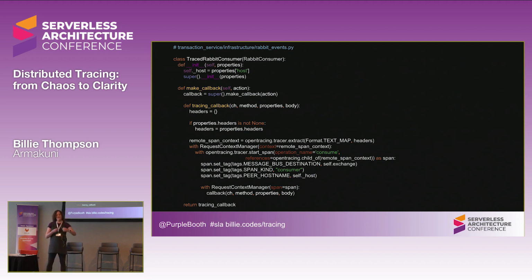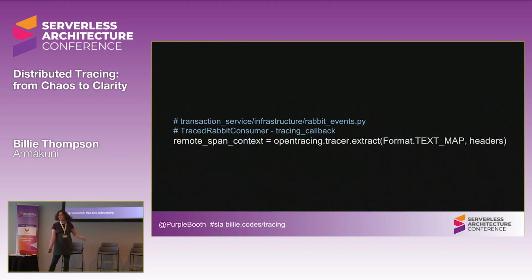What we do is we create a function which wraps the existing function which gets called when an event is emitted. You can see that here with tracing callback. So when we return the tracing callback, this is what's going to be called instead. Let's break this down. The first thing we want to do is get the data which we've sent over the wire, in this case in the headers, but it doesn't actually matter where you send the data. We extract it out and create a span context from that data.